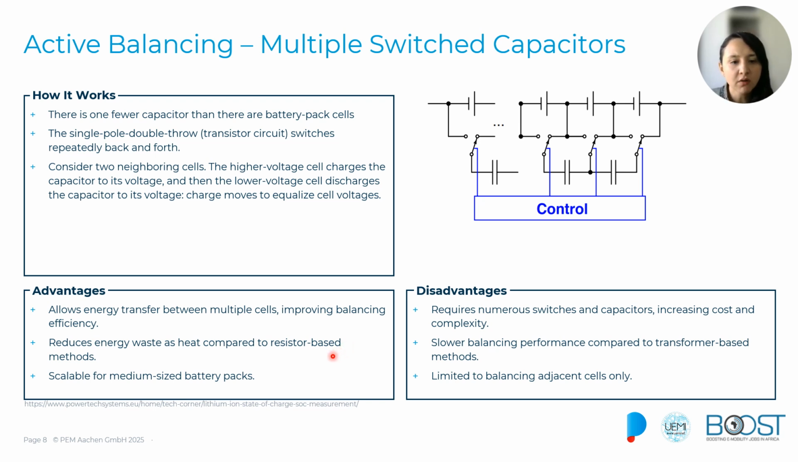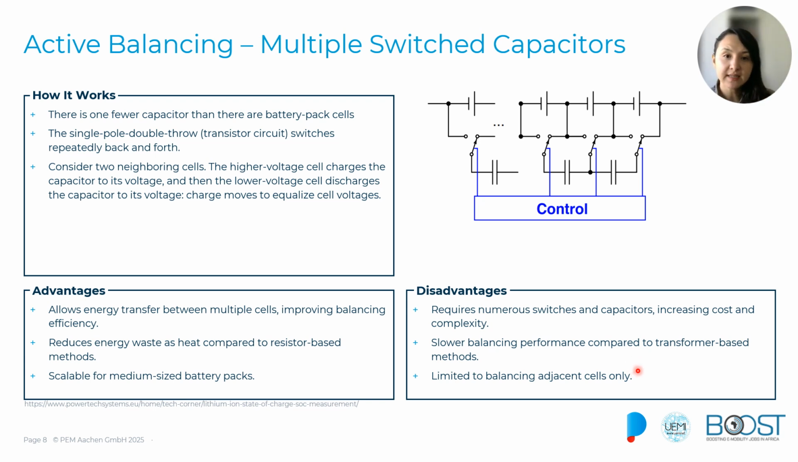It is also suitable for medium-sized battery pack applications because it's modular and can be relatively easily implemented. The disadvantage is that, as you can see, it requires a lot of switches and also capacitors that increase the cost and the complexity of the system. It is more expensive compared to passive balancing, and it also requires more complex control strategies.